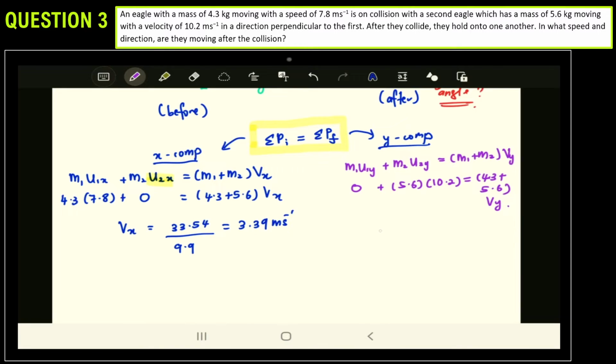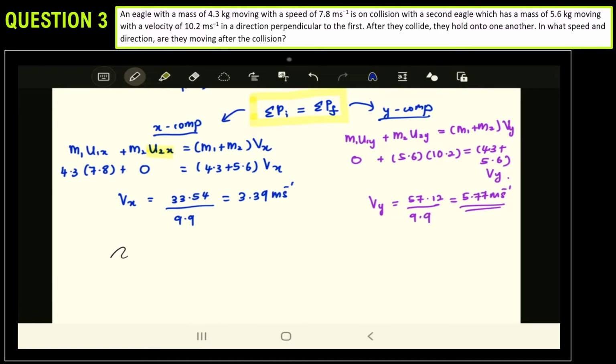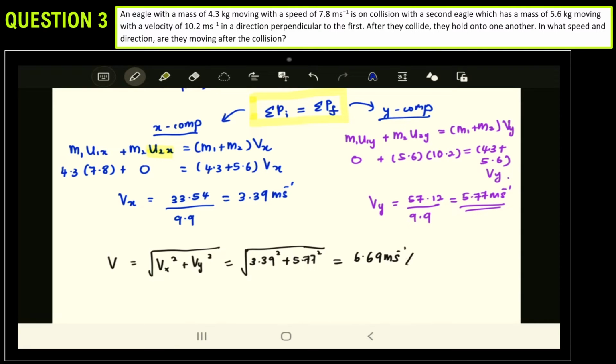Okay, so rearrange the equation. Vy is equal to 57.12 over 9.9, so it's equal to 5.77 meter per second. Okay, so now we calculate V. So we want to calculate the final speed after the collision. So it's equal to the square root of Vx squared plus Vy squared. Alright, so substitute. 3.39 squared plus 5.77 squared. So the answer is 6.69 meter per second.